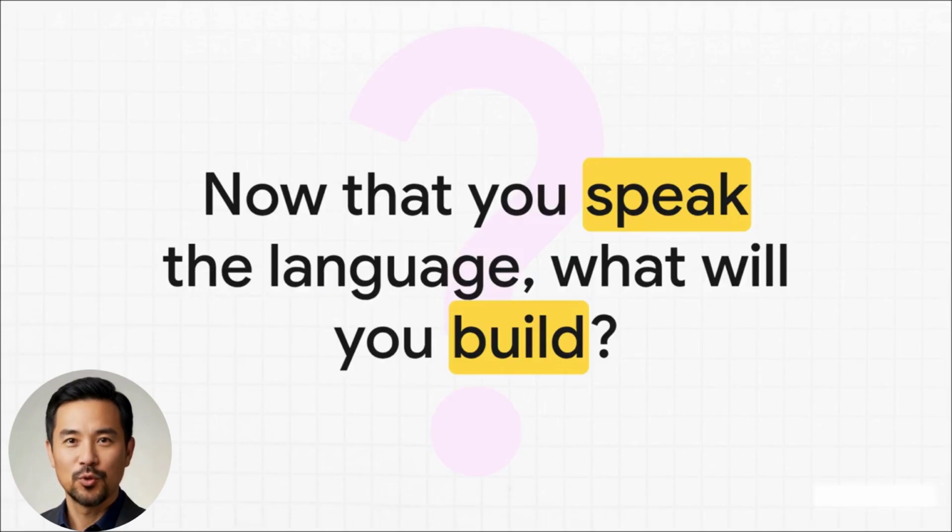By getting a handle on this notation, you're not just looking at formulas anymore. You're looking at the actual blueprint of artificial intelligence. You now have a key piece for understanding how these incredible systems really work. So I guess the only question left is, now that you can read the language, what are you going to build?